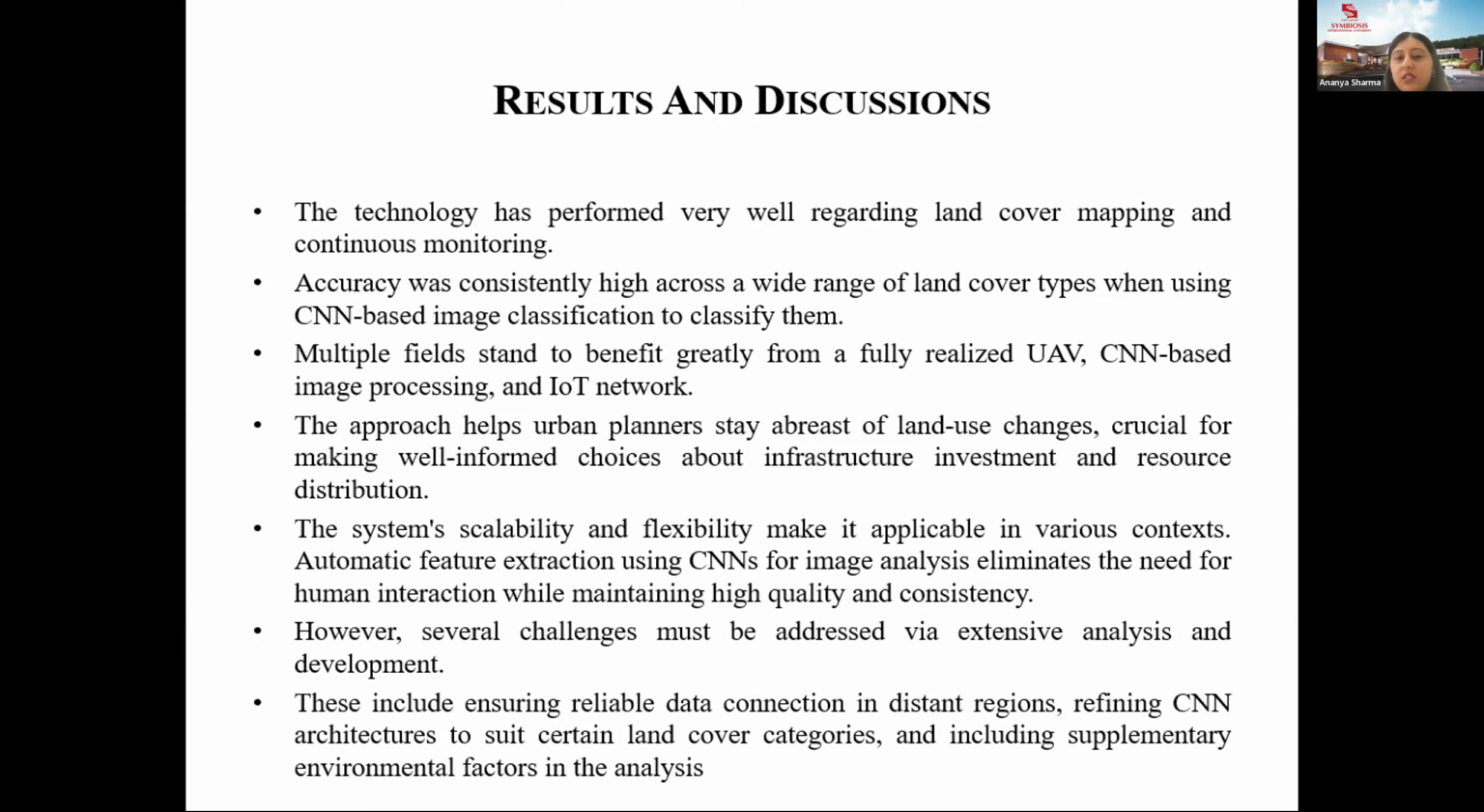However, we understand that there are several challenges that we need to address via extensive analysis and development. This includes ensuring reliable data connection in distant regions, refining the CNN architectures to suit certain land cover categories, and also including supplementary environmental factors in the analysis.